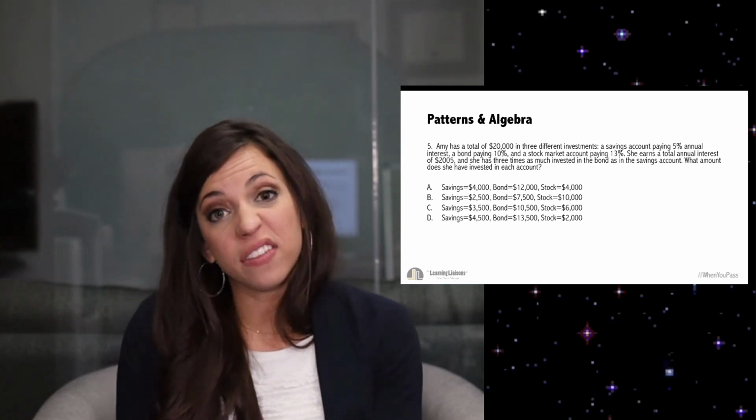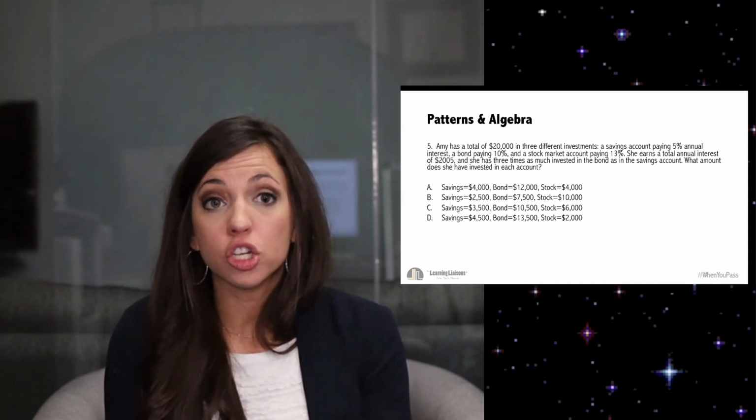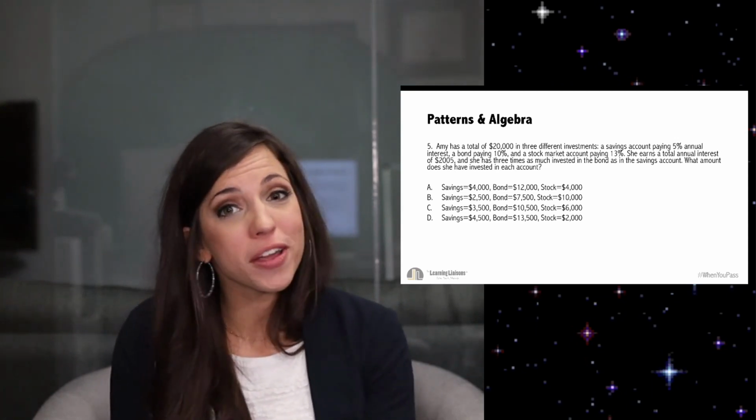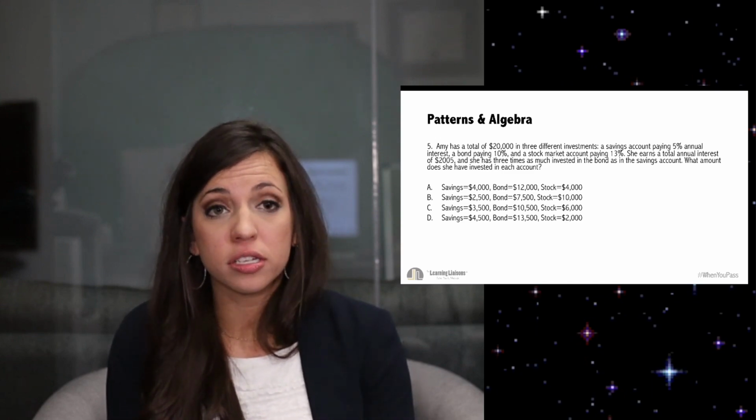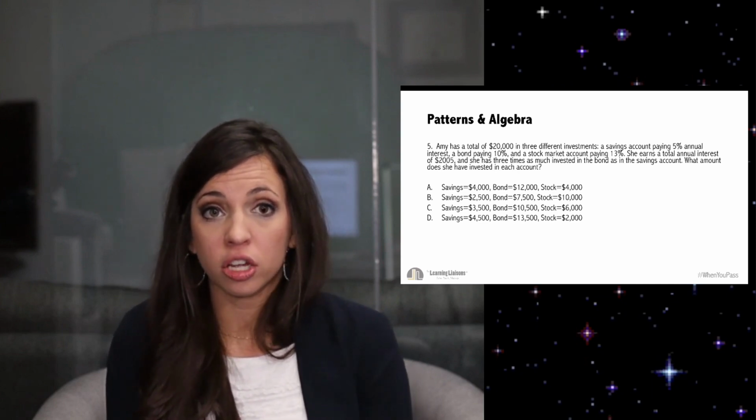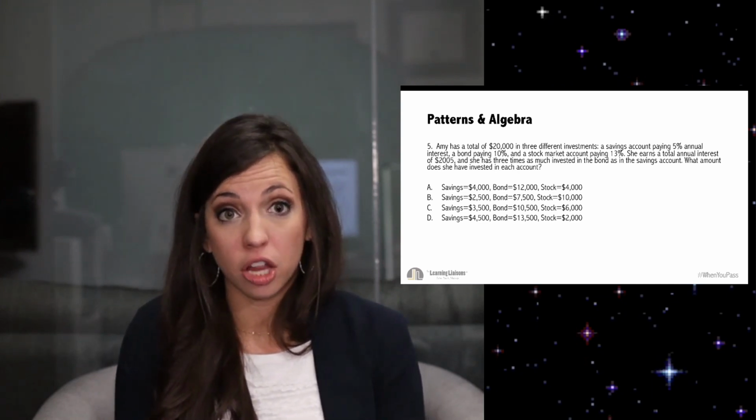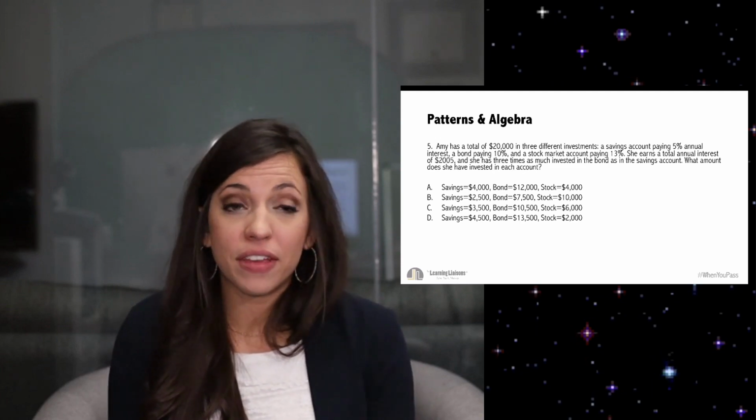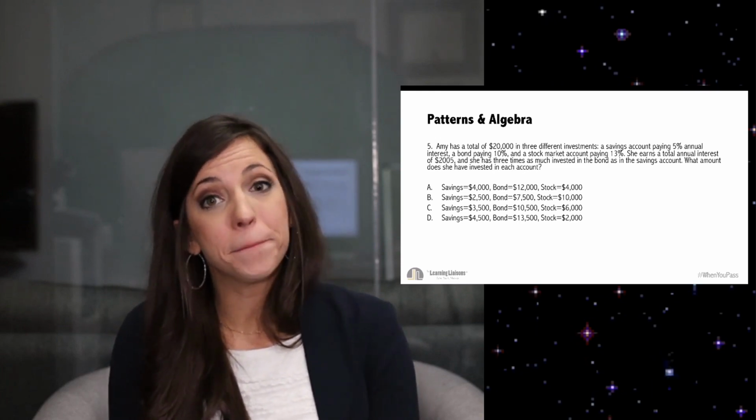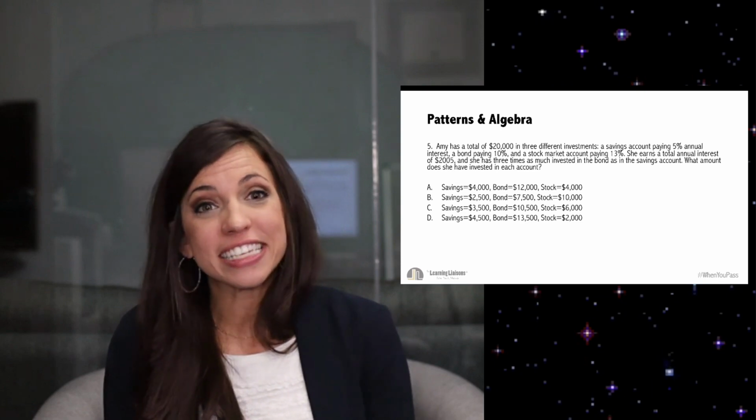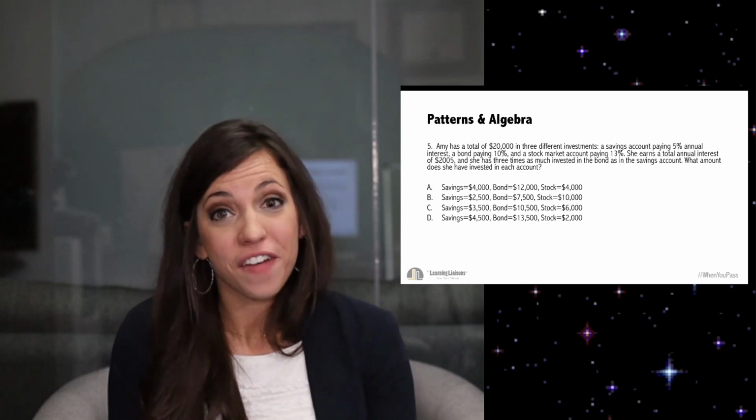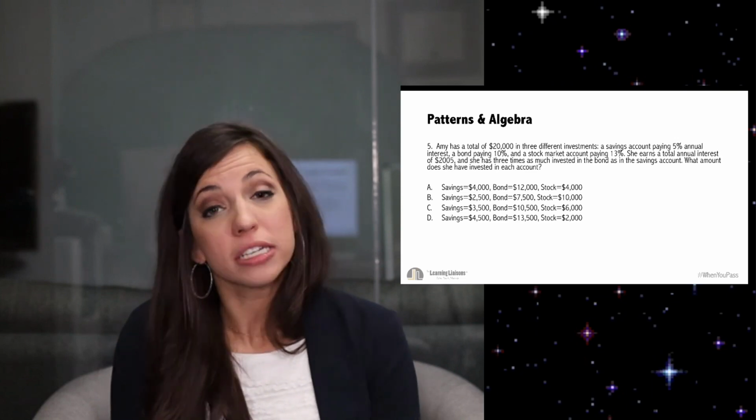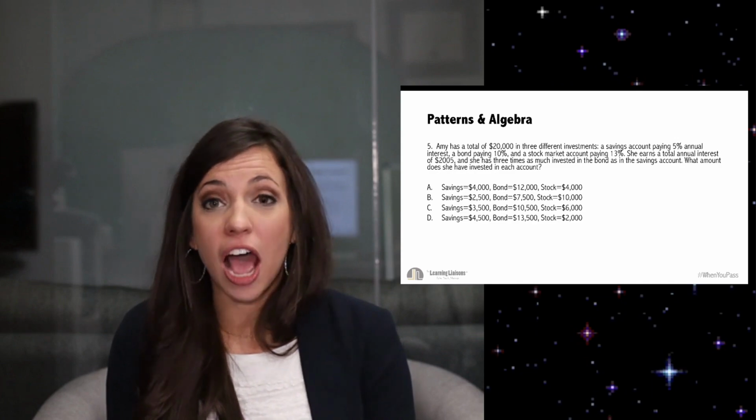A, savings, $4,000. Bond, $12,000. Stock, $4,000. B, savings, $2,500. Bond, $7,500. Stock, $10,000. C, savings, $3,500, bond, $10,500, stock, $6,000. D, savings, $4,500, bond, $13,500, stock, $2,000. Go ahead and try it.